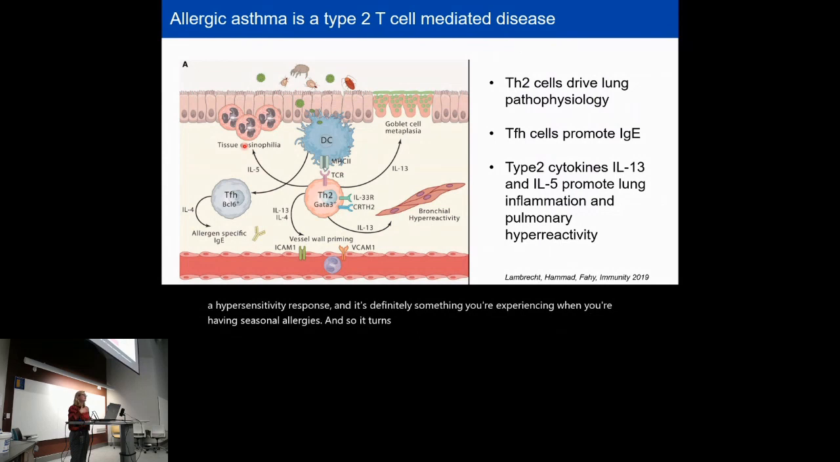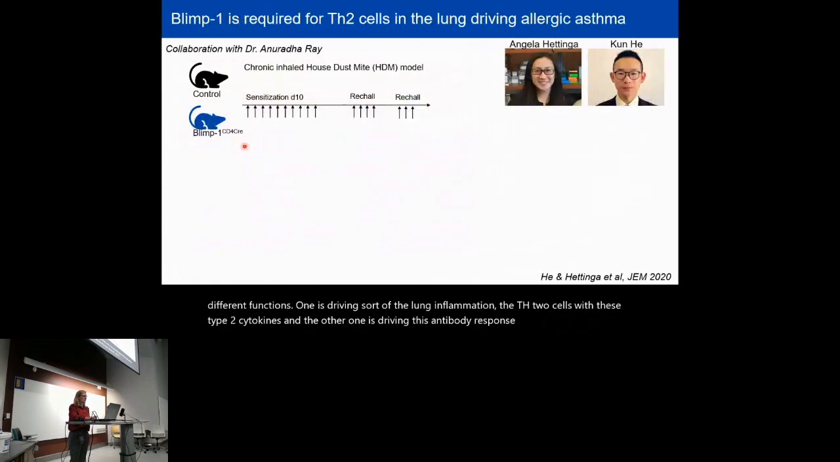And so it turns out that these two different T cell subsets have two different functions. One is driving the lung inflammation, the Th2 cells with these type 2 cytokines, and the other one is driving this antibody response, this IgE response.